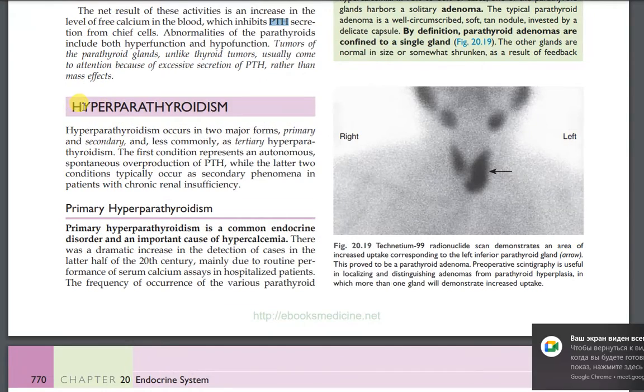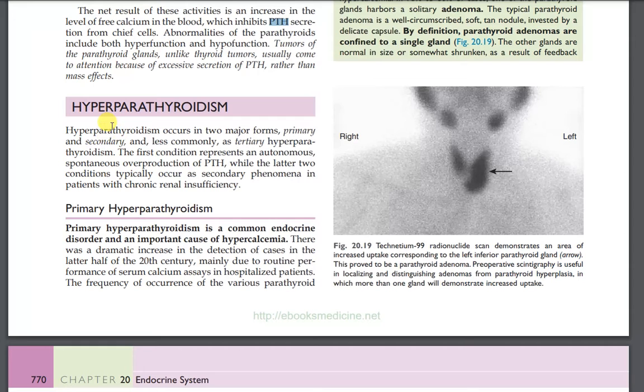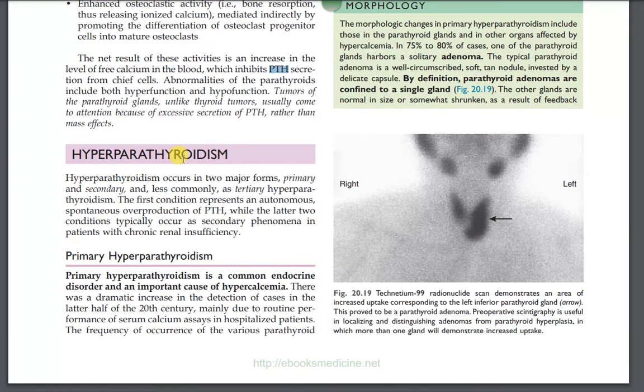Hyperparathyroidism means increased production of parathyroid hormone, without proper negative feedback. So even now you can suggest what happens due to increased parathyroid hormone. Okay, let's discuss it step by step. We have primary hyperparathyroidism. It's a common endocrine disorder, and it may be an important cause of hypercalcemia.